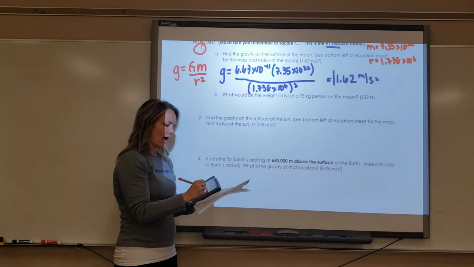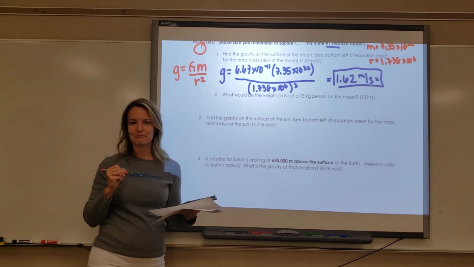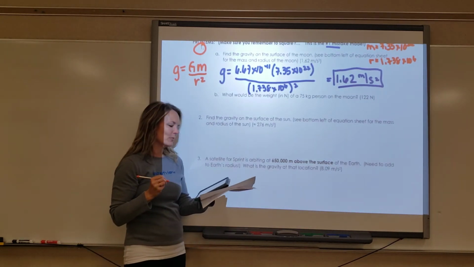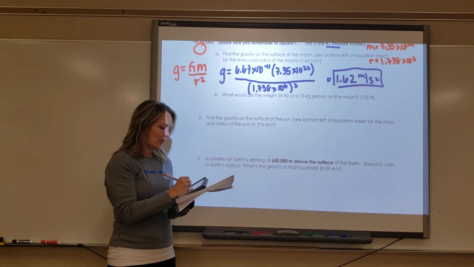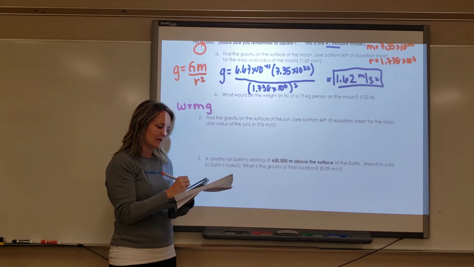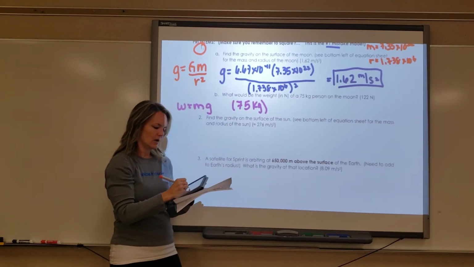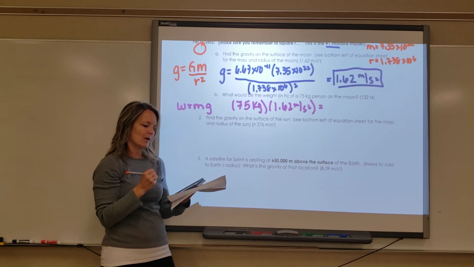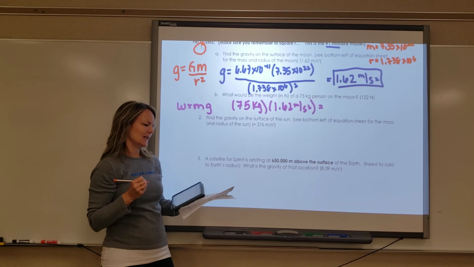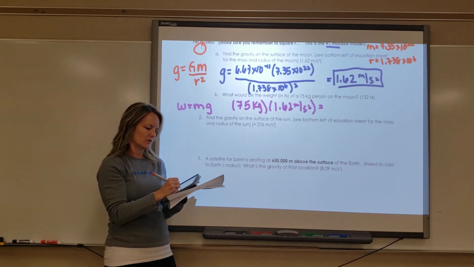So I now know the gravity on the moon. For part B, what would be the weight in newtons if you're 75 kilograms and you're on the moon? Well, weight is mass times gravity. Your mass, it just told me, is 75 kilograms. I just found the gravity to be 1.62 meters per second squared. When I multiply those together, I get like 121.7. I just rounded it up to about 122.